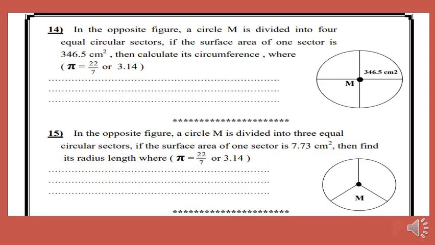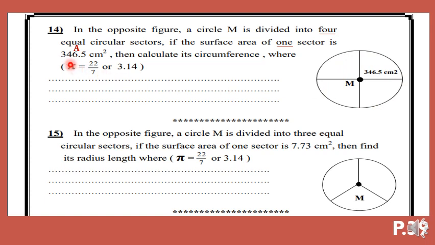Page 39, number 14. In the opposite figure, a circle M is divided into 4 equal circular sectors. If the surface area of one sector is 346.5 square centimeters, then calculate its circumference, where pi equals 22 over 7 or 3.14. Can I calculate or find the circumference of a circle given the area of one of its sectors? Of course not. First, I'm going to find the area of the whole circle.